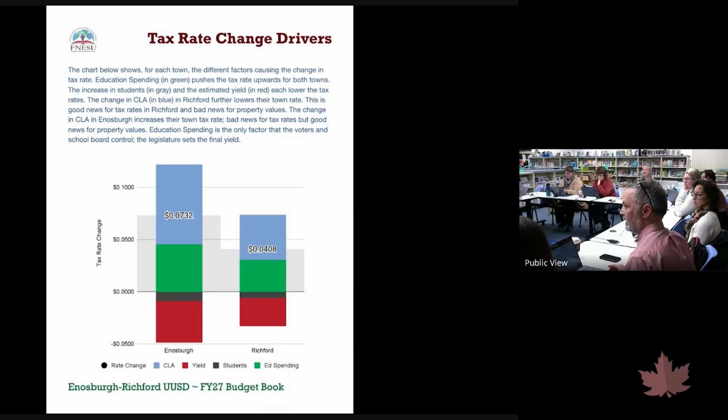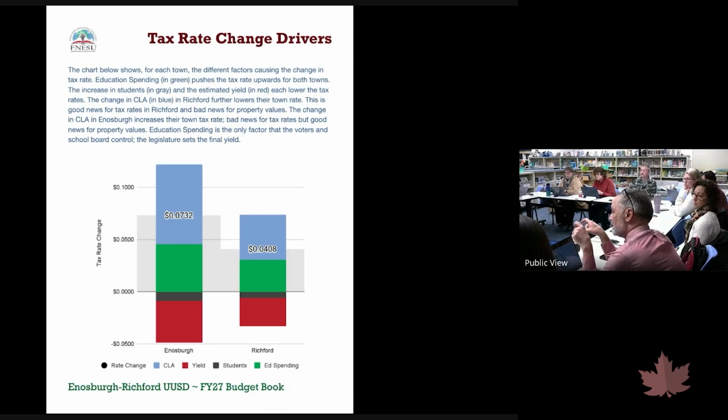This is a new slide, and I'll spend a little bit of time on this. This is attempting to show what is the makeup of the tax increase for each town and what those drivers are. And so the bar for both towns in blue is that student count. We have more students this year that we get to count, so that's actually driving down the tax rate, and that's why those bars in black are below that $0 line. The yield, which is eventually going to be set by the legislature, came in higher with the tax commissioner's proposal than I think most of us expected. That is also helping drive down the tax rate.